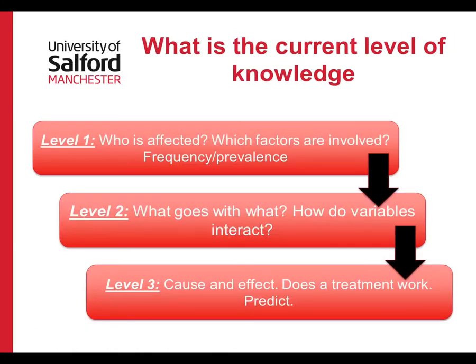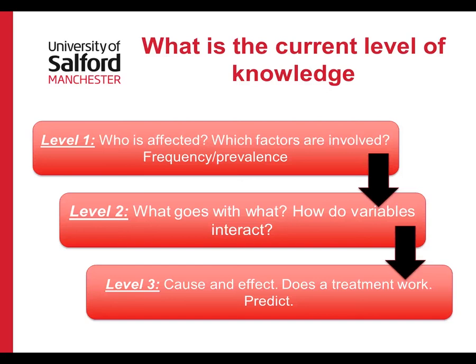So going back to our literature search, what it's worth doing at this point is going through all the papers and trying to identify whether it's a level 1, a level 2 or a level 3 paper. So typically, if not much is known in a particular field, you might see that all that's been done is a level 1 descriptive study.